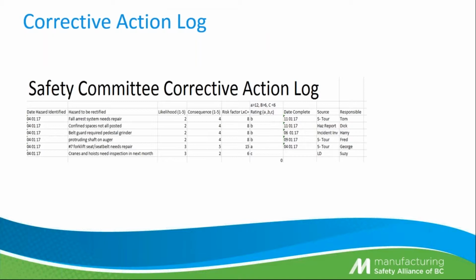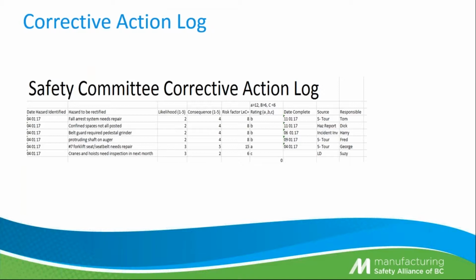On this page is a corrective action log. Again, this is just a simple Excel sheet that's been documented. There is a copy on the website after the webinar. And all this corrective action log does is it shows you what hazards have been identified, what is the risk involved with them, and they've been rated. So we can see that we've got 4 B hazards there, 1 A hazard, and 1 C hazard.